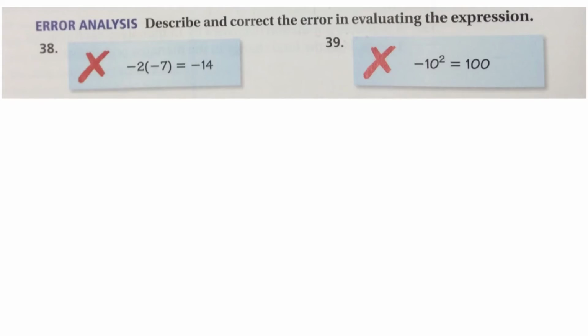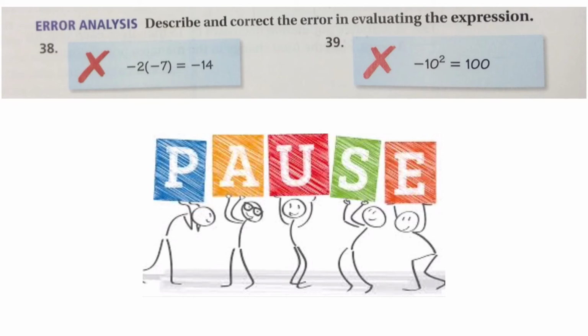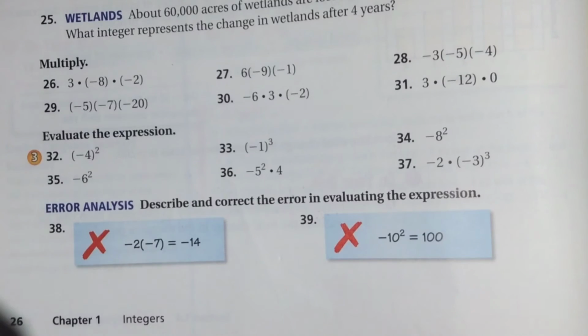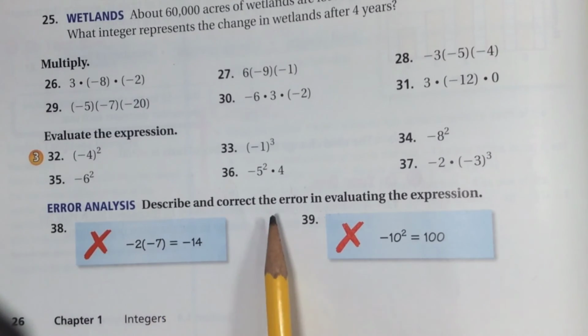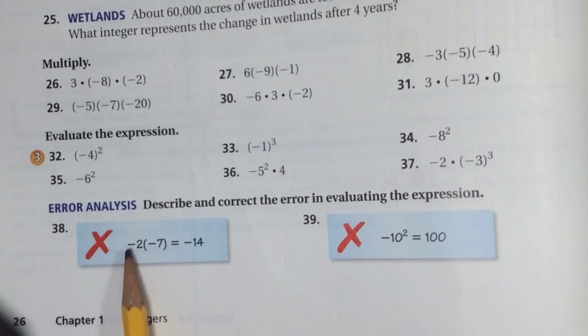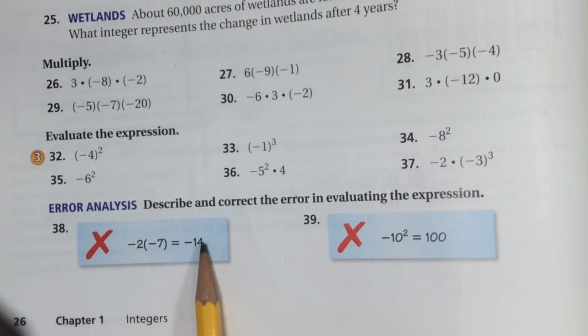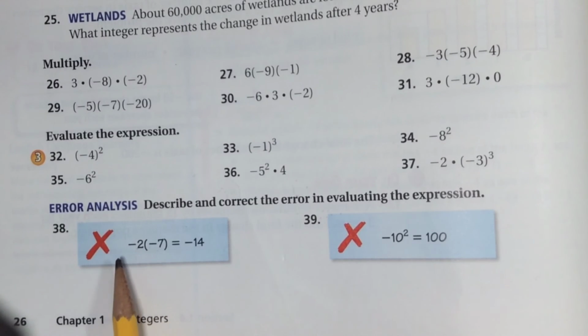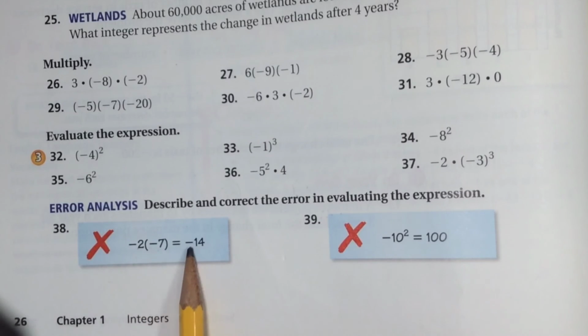Last two problems. Well, on the last two problems here, we're supposed to describe and correct the error in evaluating the expression. So for number 38, they put negative 2 times negative 7 equals a negative 14. Well, that should have been a positive 14 because same sign, positive. And if we were going to describe their error, it's a common error right off the bat for students to think, well, two negatives multiplied together is going to give you a negative, obviously. But that's not correct. So same sign should have been a positive 14.